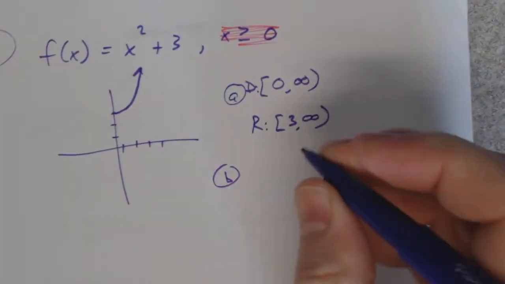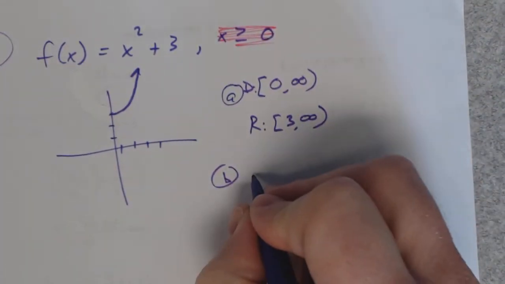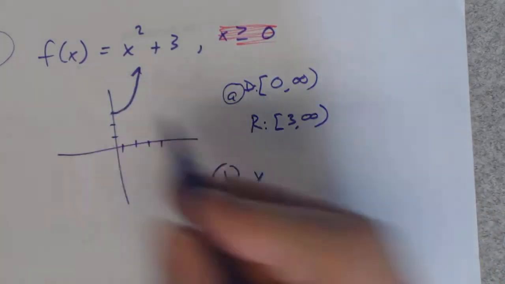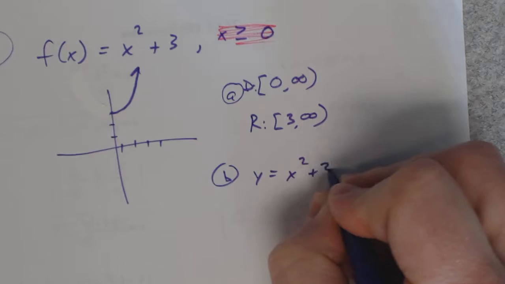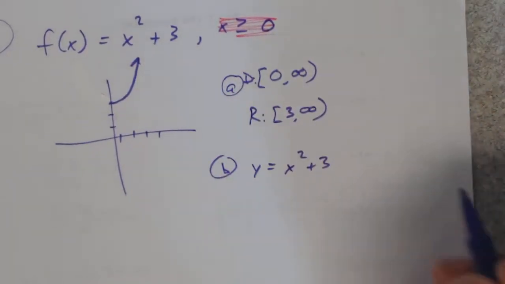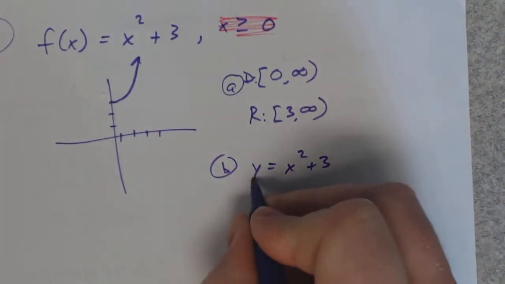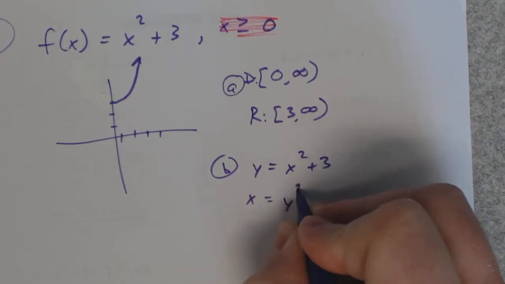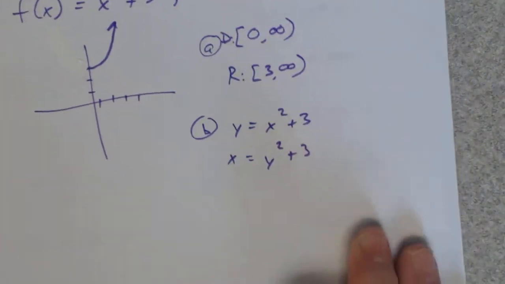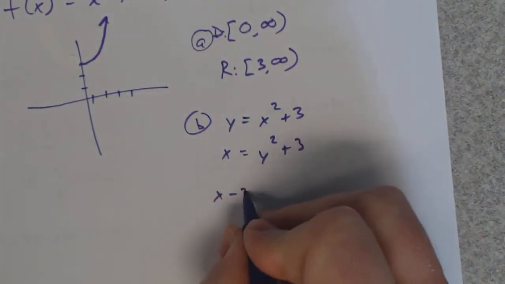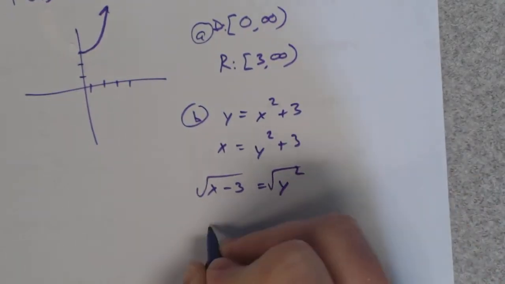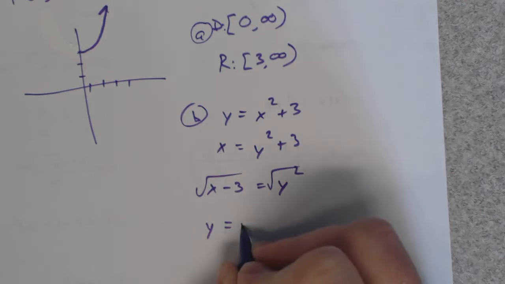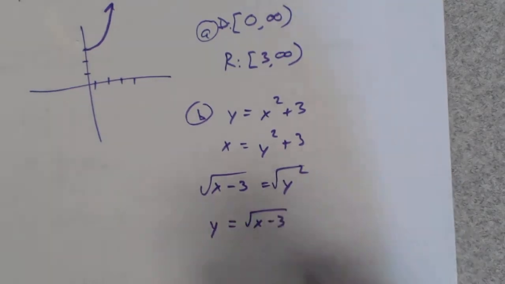B, find the inverse function. Well, you take out the f of x and substitute a y there. You don't do anything with this when you try to calculate. Okay, so now I switch out the x and the y. Solve for y. Subtract the 3 off. Take a square root. So my y value is the square root of x minus 3.